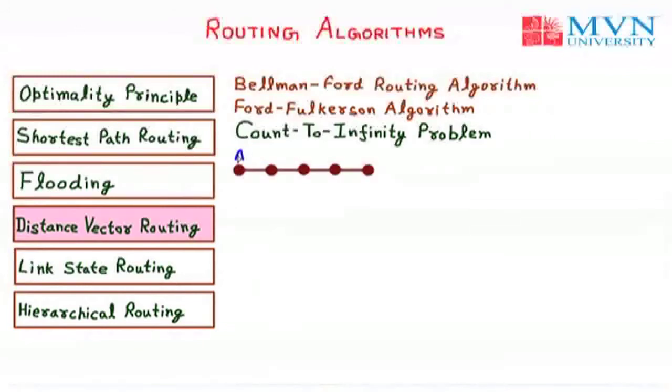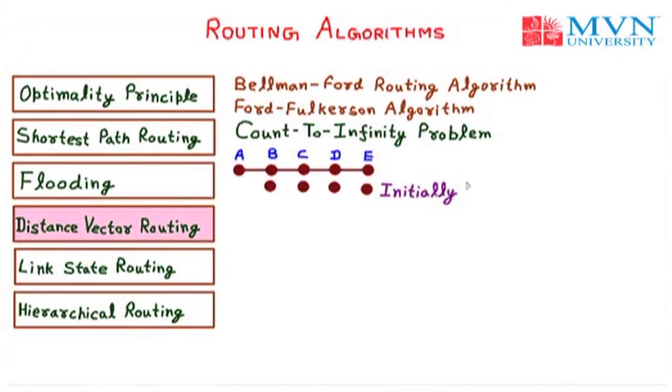The routers are A, then B, C, D and E. In shortest path routing, we have discussed the number of hops. Number of hops is equal to number of routers. So let us suppose A will start the communication. In that case, B, C, D and E don't have any data at the initial stage.